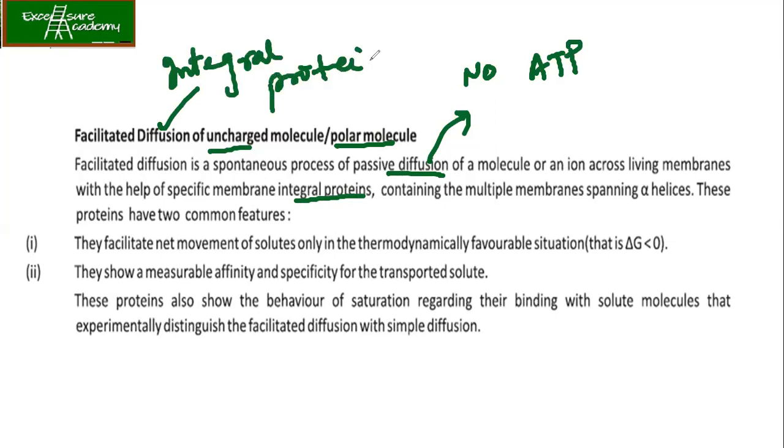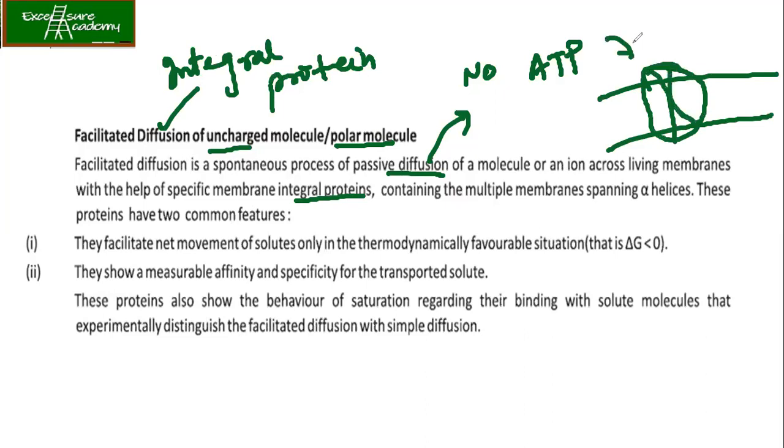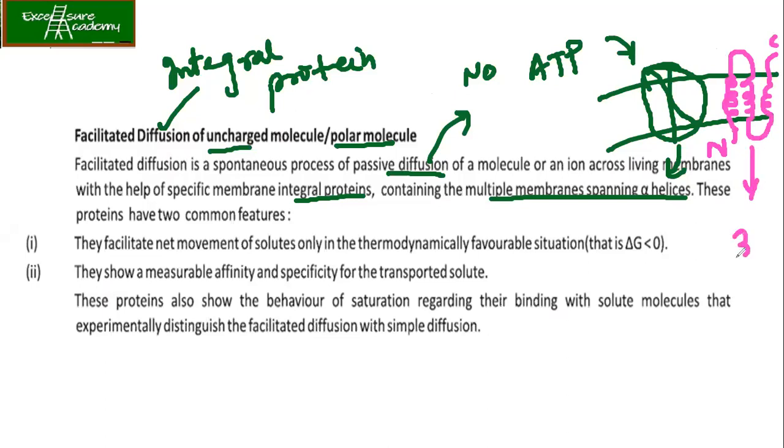Okay. So it means what? In a membrane, you are going to have certain protein channels which are going to allow your molecules to pass from inside to outside or outside to inside. Now, they also contain multiple membrane spanning alpha helices. So remember, I have mentioned that whenever integral proteins are there, they always have alpha helices. So this is called spanning. So in this case, how many are there? Let us say this is the N terminal and this is the C terminal. It means this protein has got three membrane spanning alpha helices.